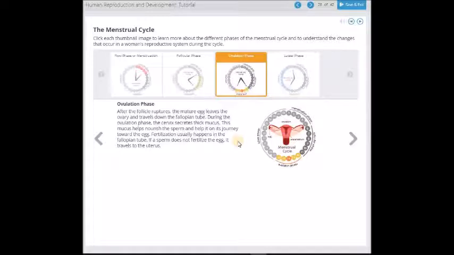Also, keeping in mind the egg is in the fallopian tube here, and if it is going to be fertilized, this is where it's going to happen.